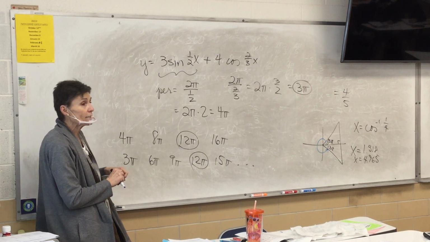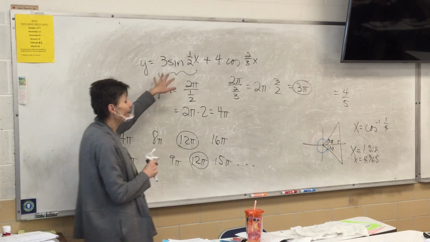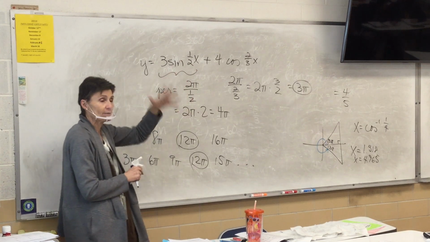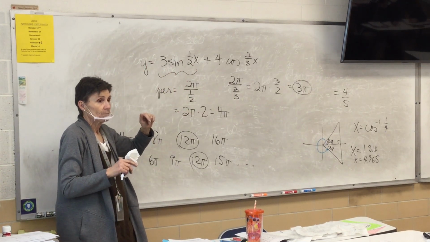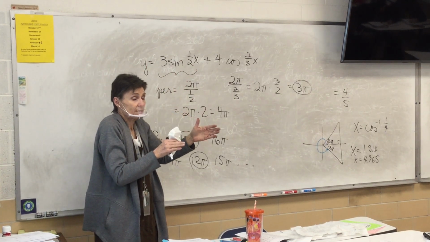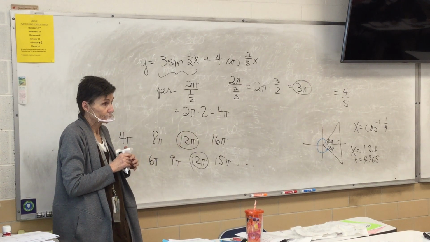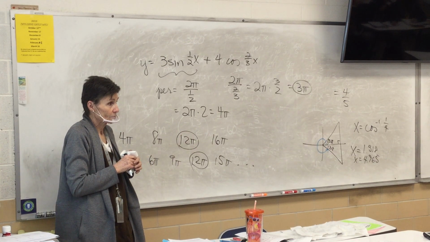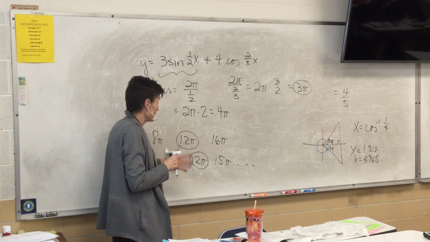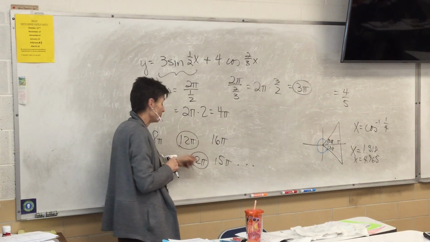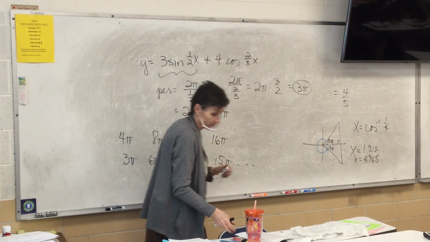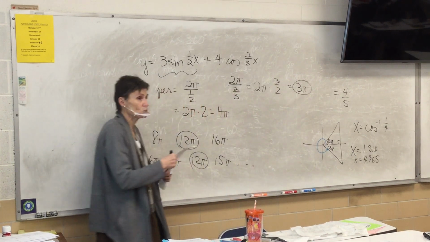So the period of the sum, if you were to graph this picture, it's going to look very different, it's going to look weird, but it will repeat every 12 pi units. Whatever the weird shape is, it'll repeat every 12 pi. All right, any question about that?